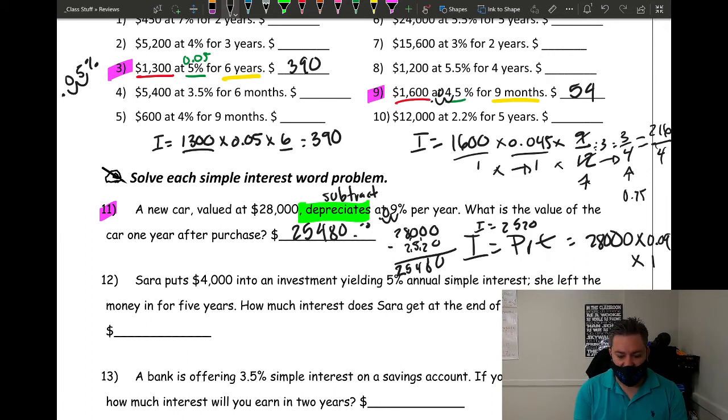And that's how you find the depreciation. You're still going to use the simple interest formula, but in this case, instead of adding that price, you're going to have to subtract it. Now, if they ask you how much will you pay after the interest rate after 1 year, then you would have to add it.